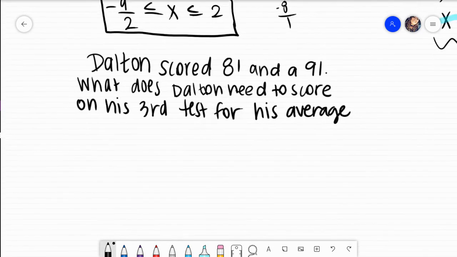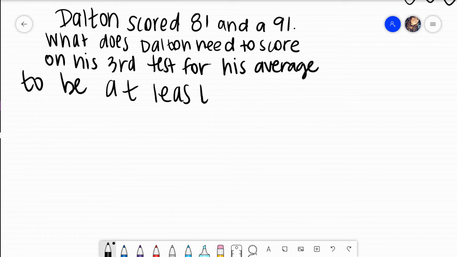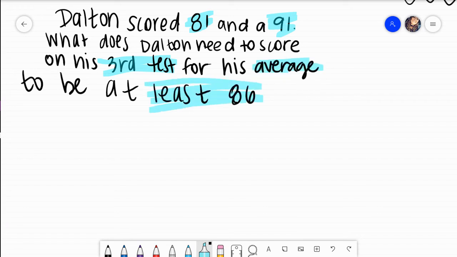Zoom out a little bit. For his average to be at least an 86. So I've got one score, two scores. I don't know the third score. I know it's an average, and I want it at least 86. There you go. There's my inequality, y'all.